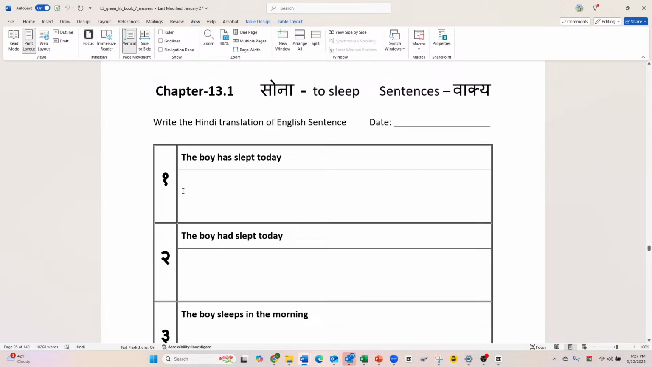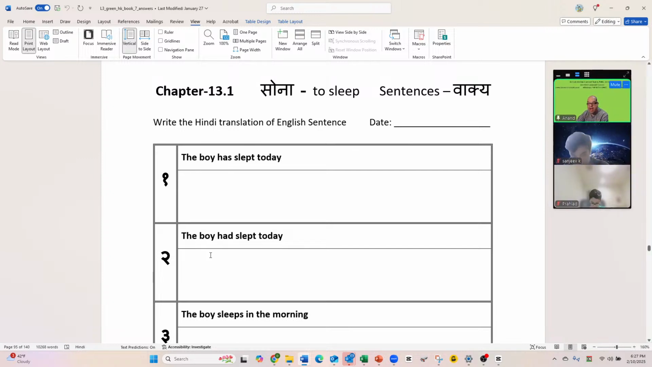The boy has slept today in Hindi. Now let's break it down. The boy has slept today. Wait, I have a question. Is this sentence... I'm just saying one and two are the same. No. The first one has the boy has slept today. The second one has the boy had slept today. Oh, I didn't notice that detail. Yes, there's just a little bit of change.